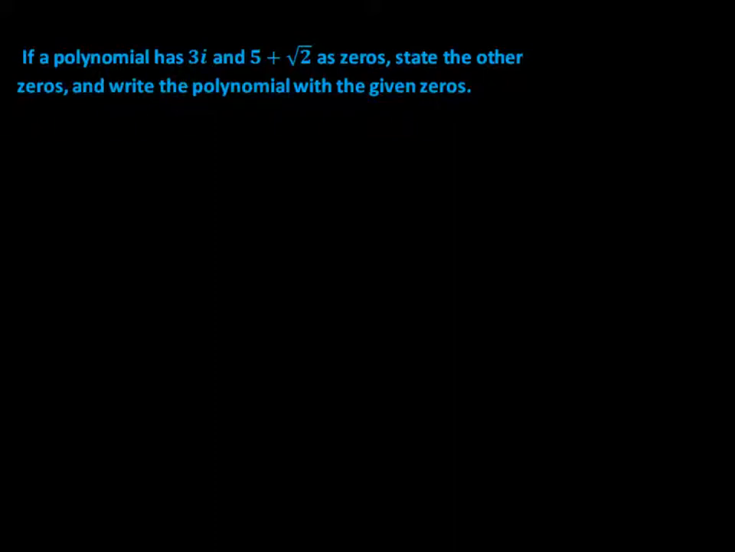We have 3i. Well, we know if we have a zero of 3i, we're also going to have a zero of negative 3i. So let's list the zeros. We know we have 3i, that was given to us in the problem. We're also going to have negative 3i because the imaginary ones come in pairs. So if we have 3i, we also have to have negative 3i there.